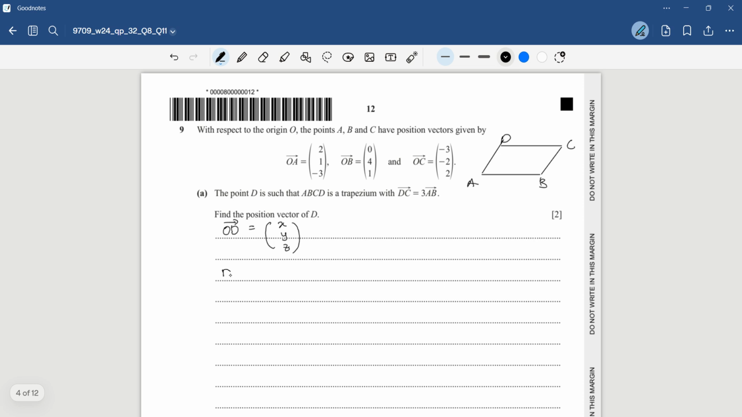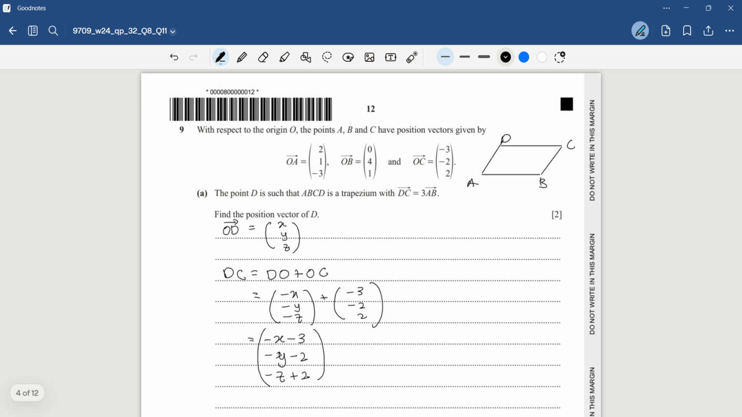Okay, therefore my DC is equal to DO plus OC. So DO will be negative X, negative Y, negative Z, plus OC is negative 3, negative 2, 2. So which is going to be negative X minus 3, negative Y minus 2, negative Z plus 2.